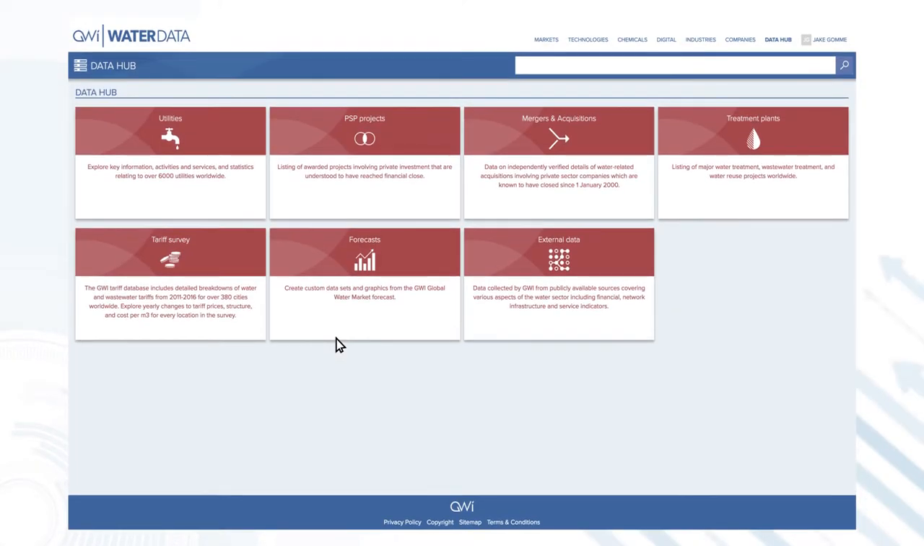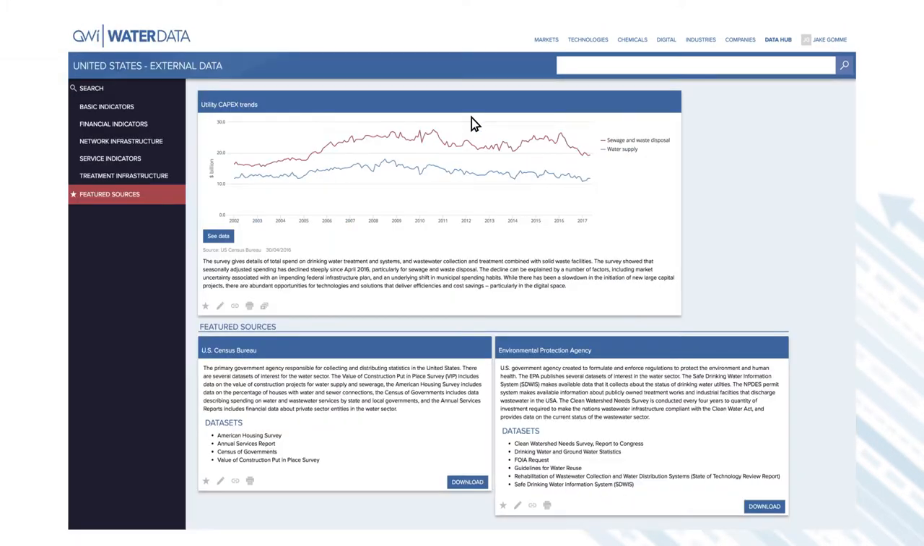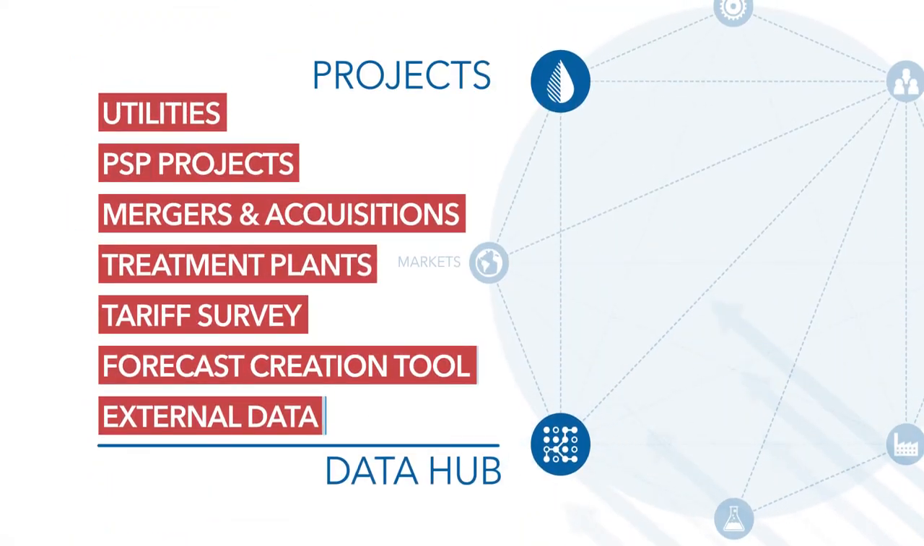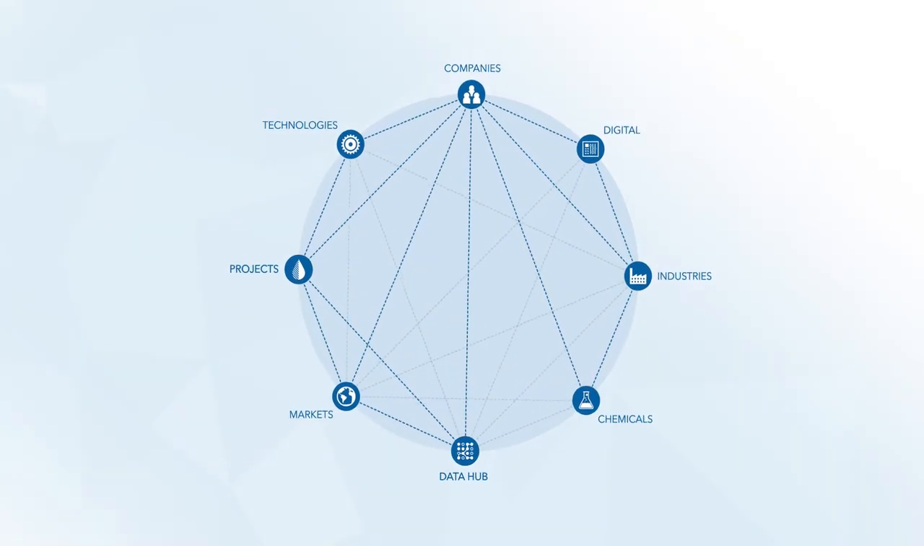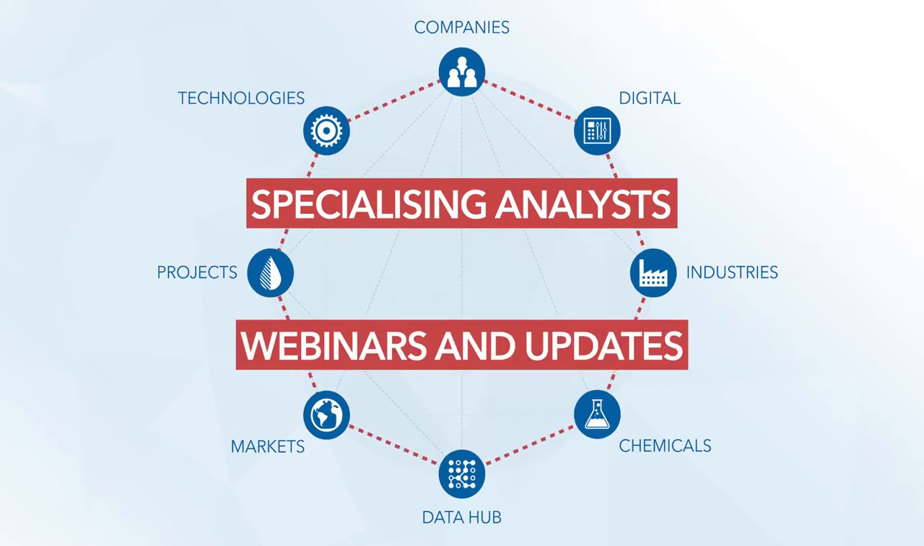The external data section includes extensive third-party data and a directory of the important datasets published by governments and agencies around the world. You'll be confident that your conclusions are supported by carefully considered forecasting, because we've done our due diligence too. Water Data is more than just intelligence. It's a service, with a specializing analyst dedicated to updating each area and hosting webinars when key developments emerge.